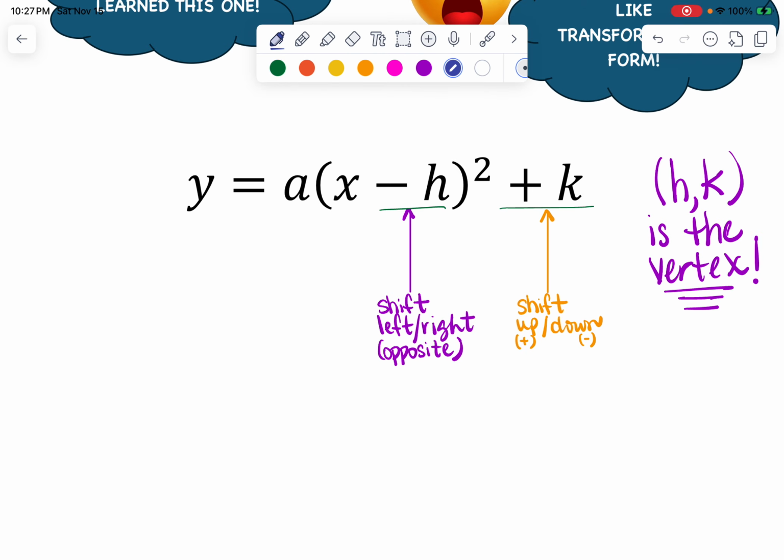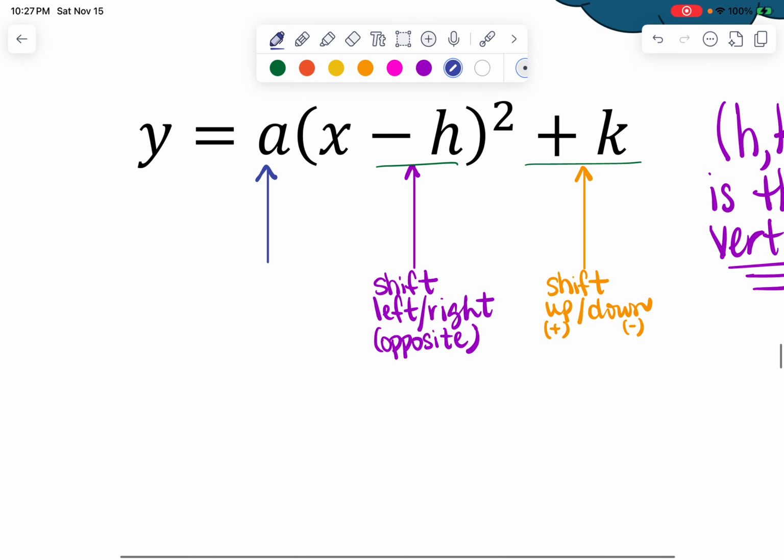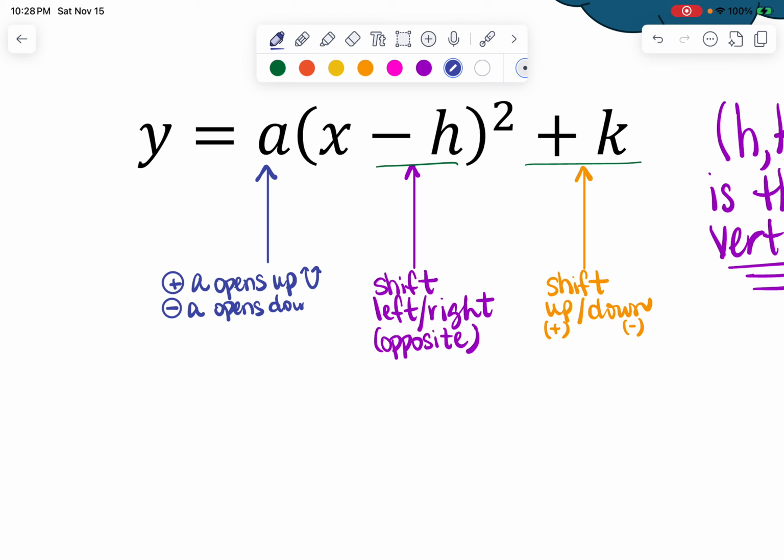And then, of course, I don't want to forget to talk about the A. So remember, the A actually serves 2 purposes. If the A is positive, let me put the positive in front of the A. Gosh, I'm just not writing very neat. Okay, so if it's a positive A, then it opens up. So we know our parabola is opening up. And if it's a negative A, then it opens down. And we know this. It's the same thing with standard form. If it starts with a positive, it opens up. If it's a negative, it opens down.